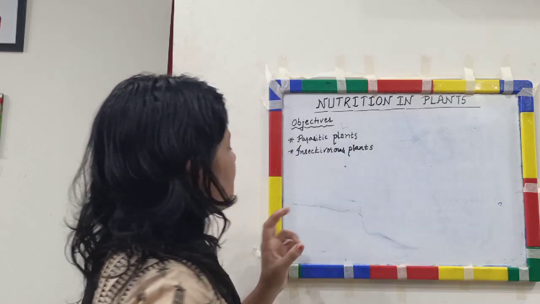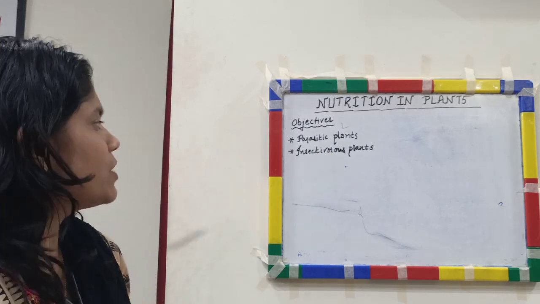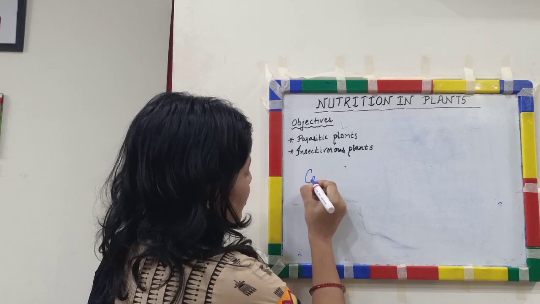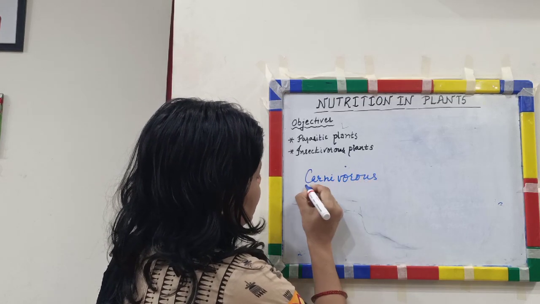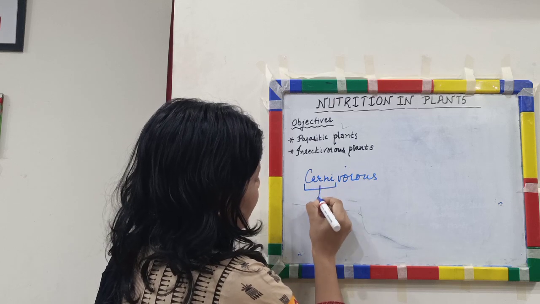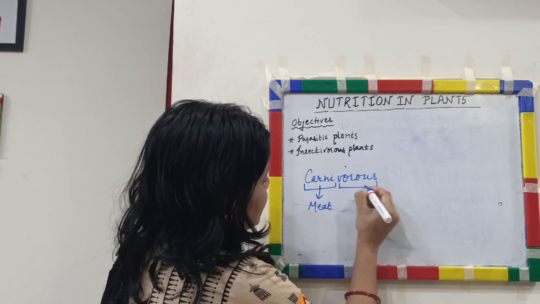So what is the literal meaning of insectivorous plants? As you already know about carnivorous, you have already learned this term. What is the meaning of carni? Carni means meat and vorous means eating.